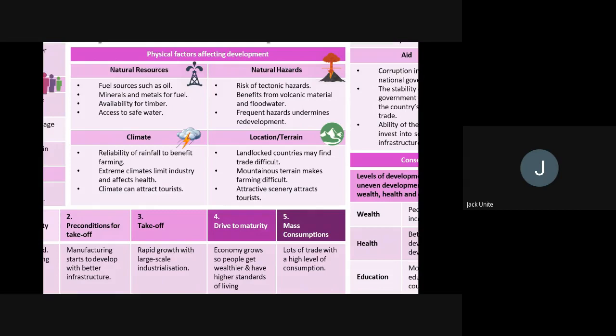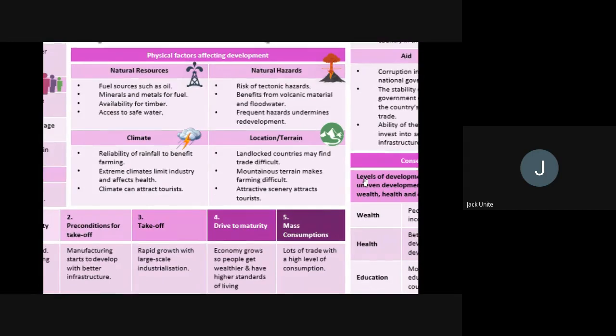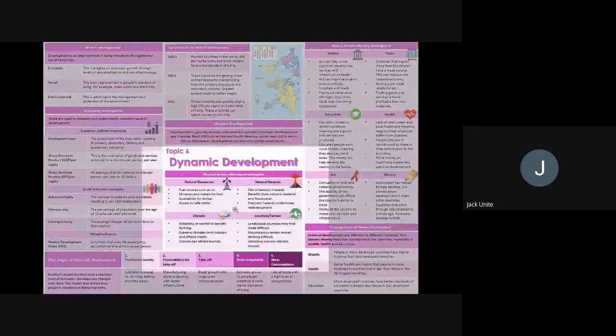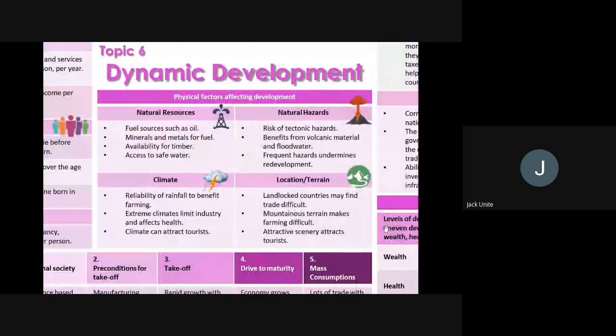So what we want to know now then is, well, how do countries move through? What things might restrict a country's ability to move through the Rostow model? And there are both physical and human factors to look at here. Mr. Hatchell, what are the physical factors?